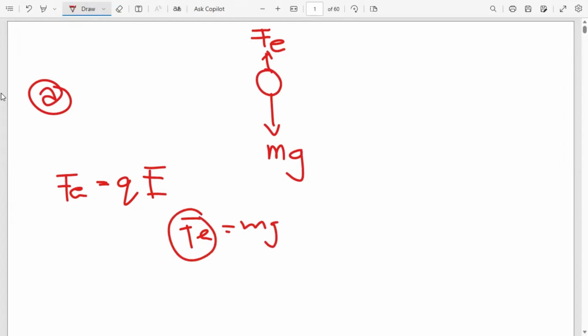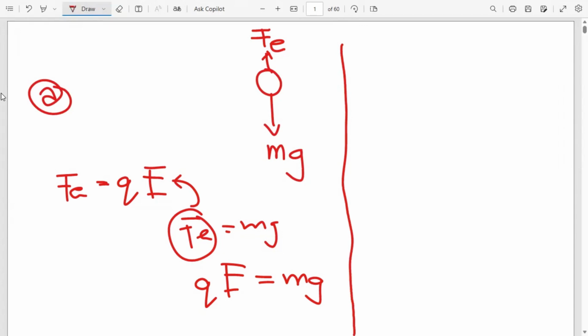And I'm going to replace Fe with its Q multiplied by E, of which Q is the magnitude of charge multiplied by the electric field itself, or magnitude of electric field, will be equal to mg. This is what we're going to have, or this is our formula.